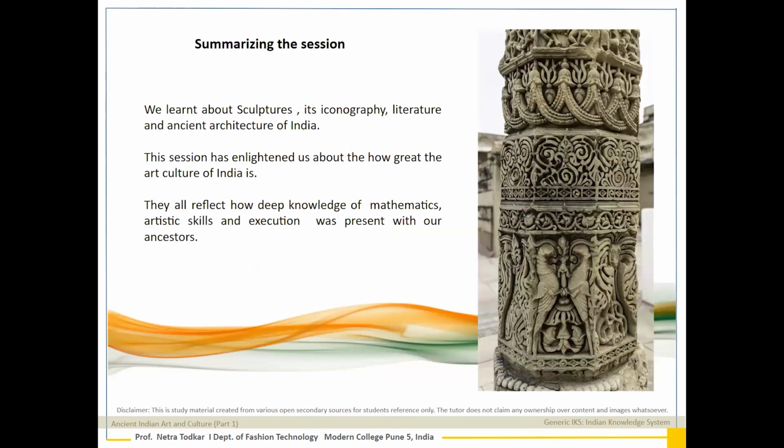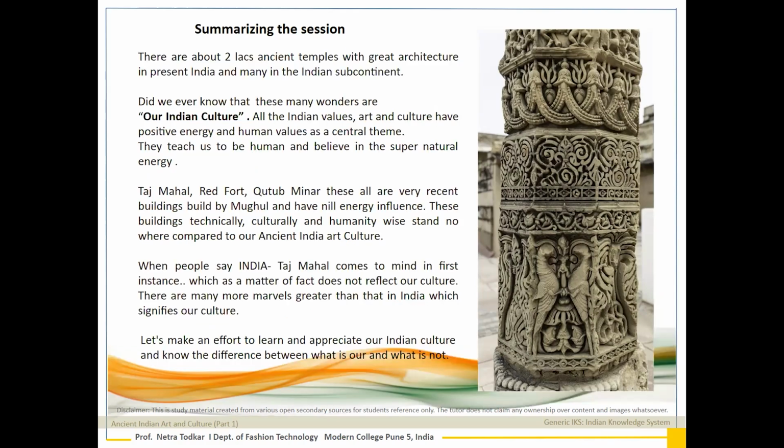Summarizing this session, we learned about sculptures, its iconography, literature, and ancient Indian architecture. This session has enlightened us about how great the art culture of India is. They all reflect how deep knowledge of mathematics, artistic skill, and execution was present with our ancestors. There are about 2 lakh ancient temples with great architecture in present India and many in the Indian subcontinent.